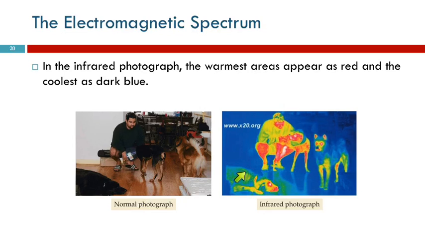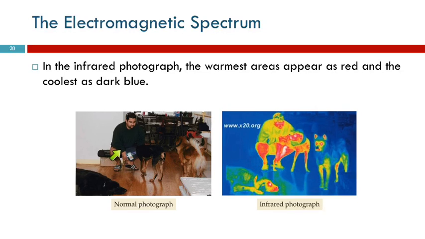Here's the same picture taken with an infrared technology camera. And so we're not seeing visible light now, we're seeing the infrared light. And the infrared light is over a range, and so you have different energies. And so we see the warmest places as being red.